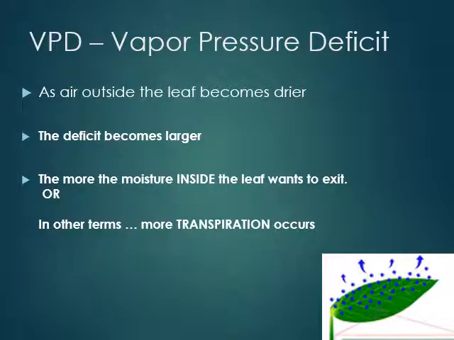So as the outside air is drier, we get a larger deficit, which means moisture inside wants to exit, and you get more transpiration. So it's important to understand that we need VPD, vapor pressure deficit, in order to get transpiration to happen. Okay, that's the key.